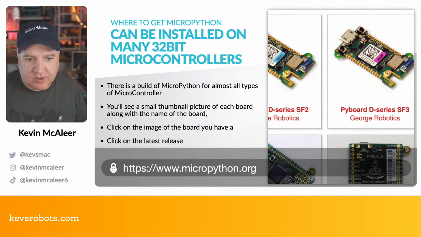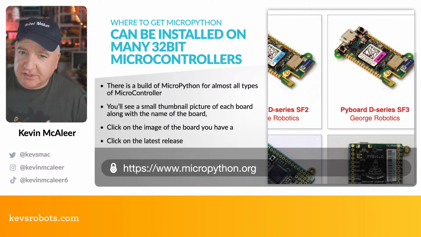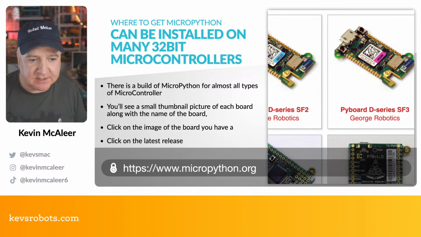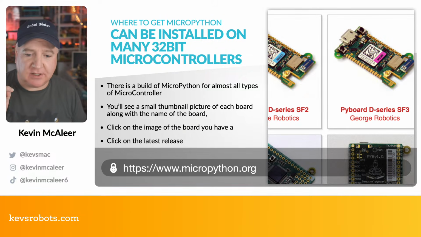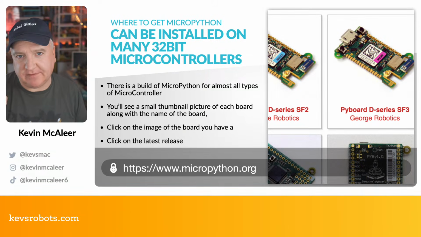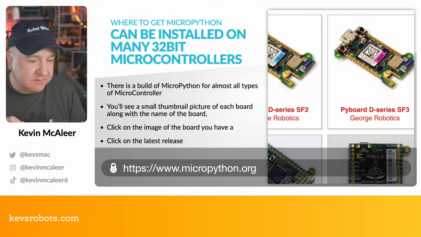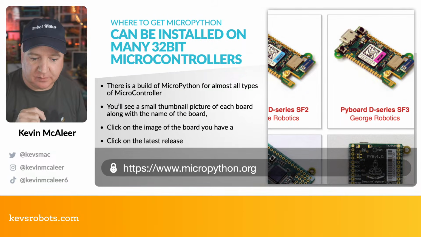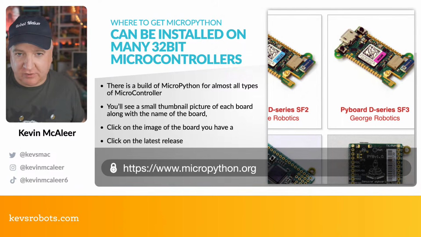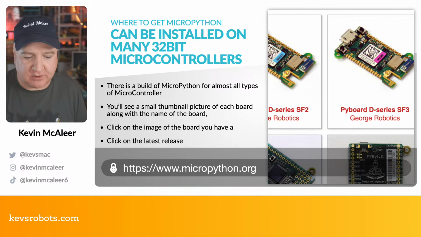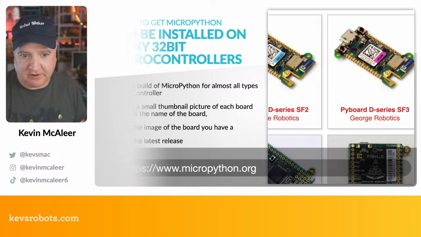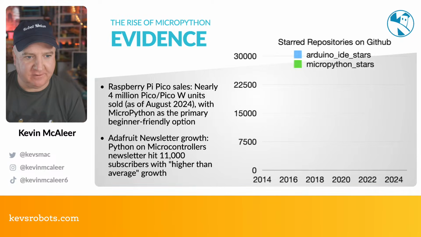So yes, it's designed to work on most microcontrollers. They need to have that 32-bit capable processor. You'll see a small thumbnail when you go to micropython.org of all the different boards that are supported there. You just click on the one that matches your board, and then you can download the little UF2 file, which you can then flash to the board. If you want to flash MicroPython, I did do a video on this, and there's also instructions on kevsrobots.com. Just search up how to install MicroPython, and you'll find what you're looking for there.